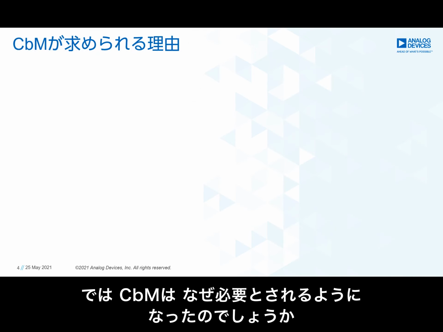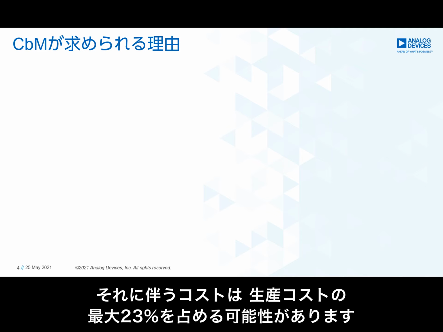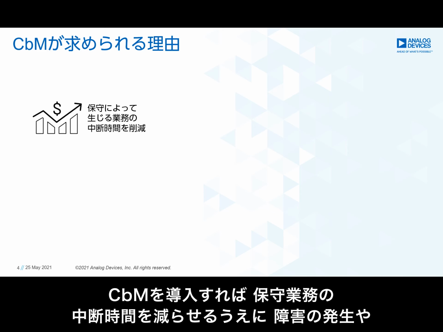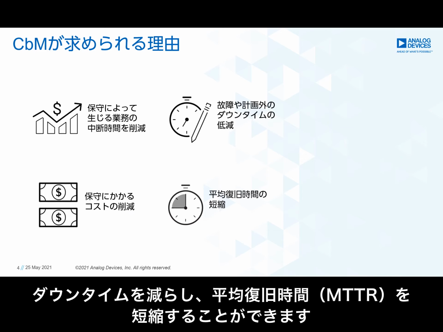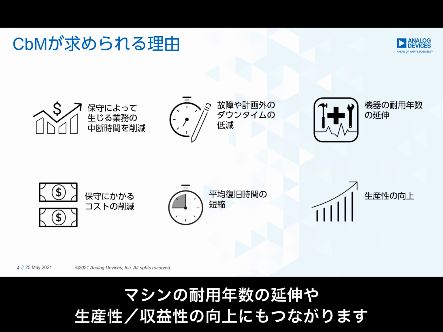Now that we have an idea about what CbM is, let us understand the need for CbM. The cost of unscheduled downtime can reach up to 23% of the production costs. Condition-based monitoring not only reduces maintenance breakdown, it reduces unplanned failure and downtime and the mean time to repair, thereby reducing maintenance costs. This leads to increase in machine life and increased productivity and profitability.